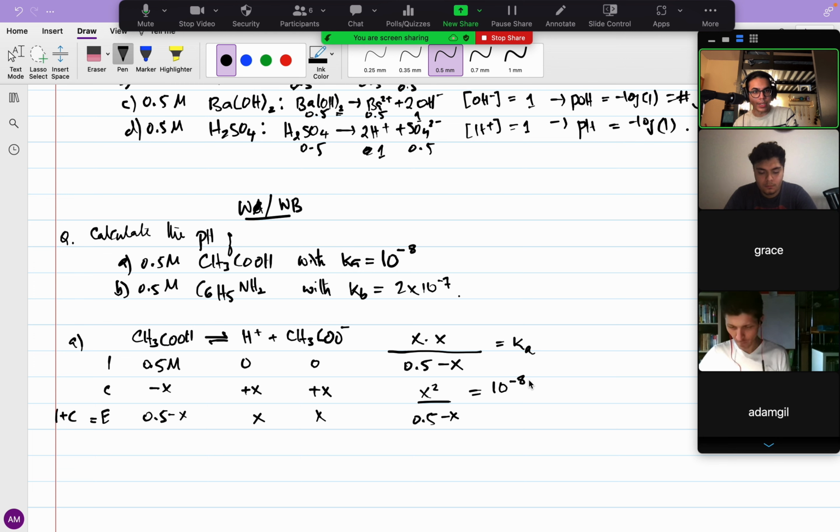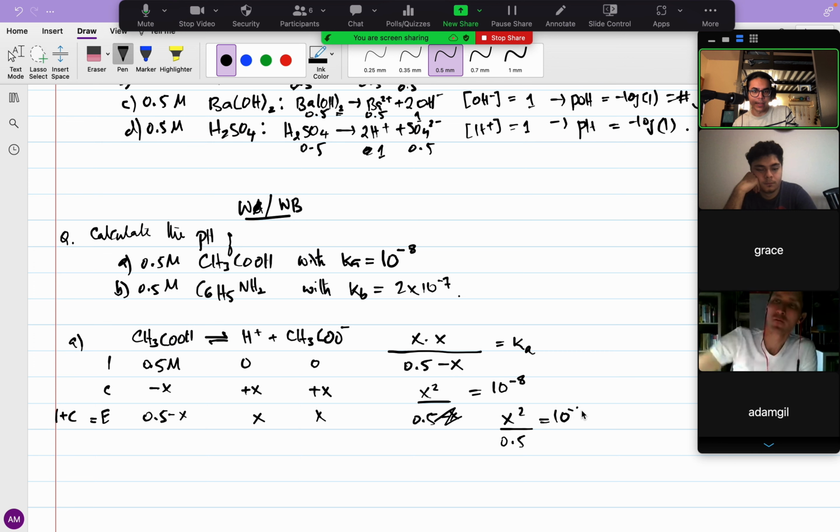This is a quadratic equation. I think I covered small x approximation in chapter 13. So we can do small x approximation here, right? Ka is small enough, so take out any x's that are being added or subtracted from a number. And now your equation becomes a simpler x squared over 0.5 equals 10 to the negative 8. And if you solve for x, it's the square root of 0.5 times 10 to the negative 8.